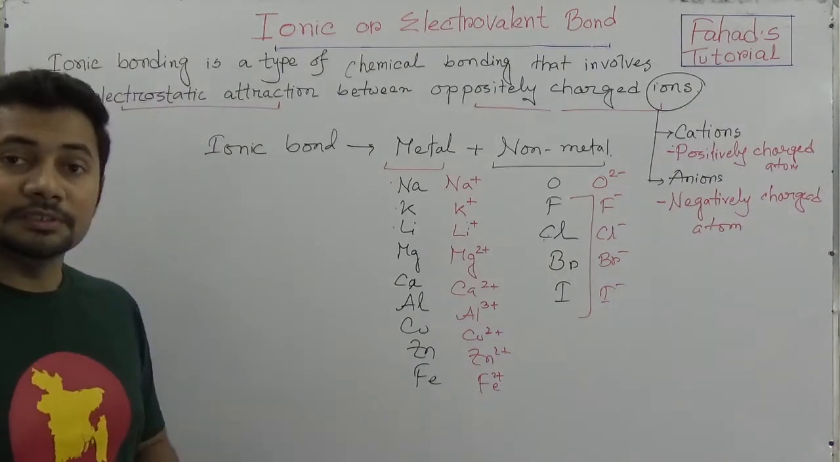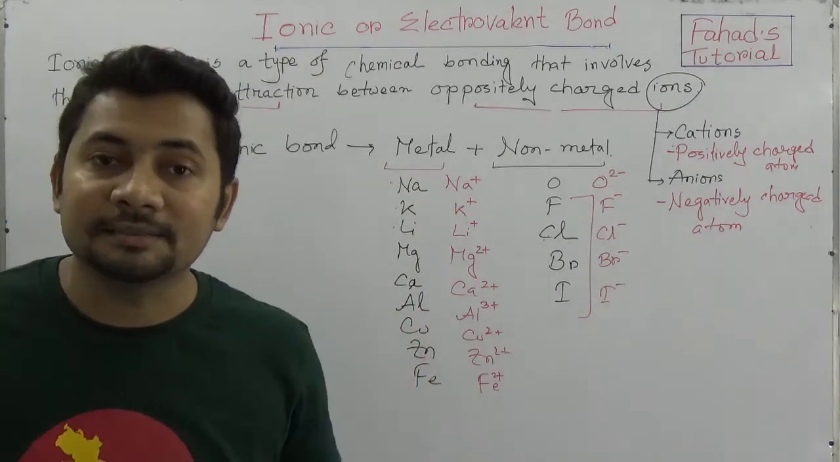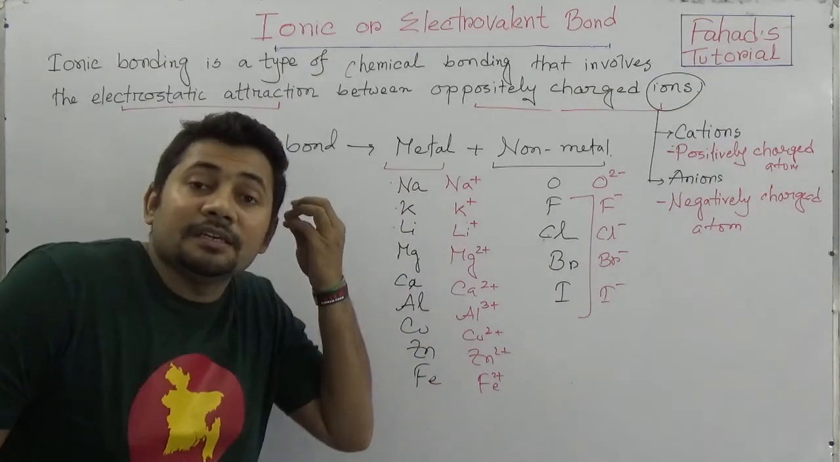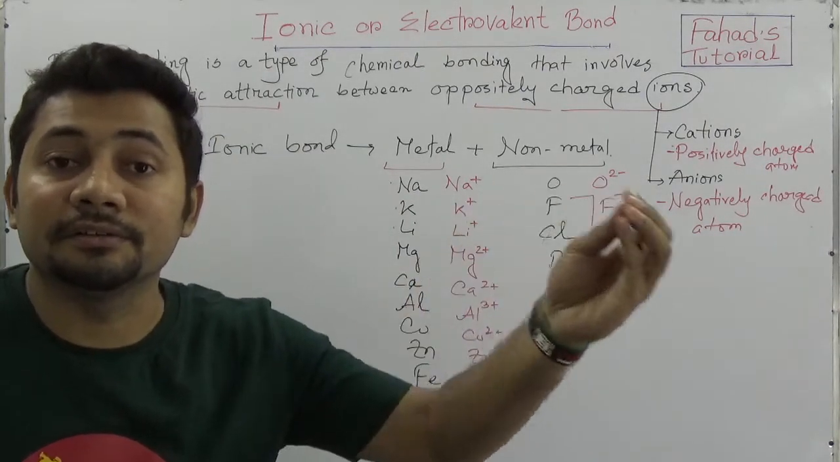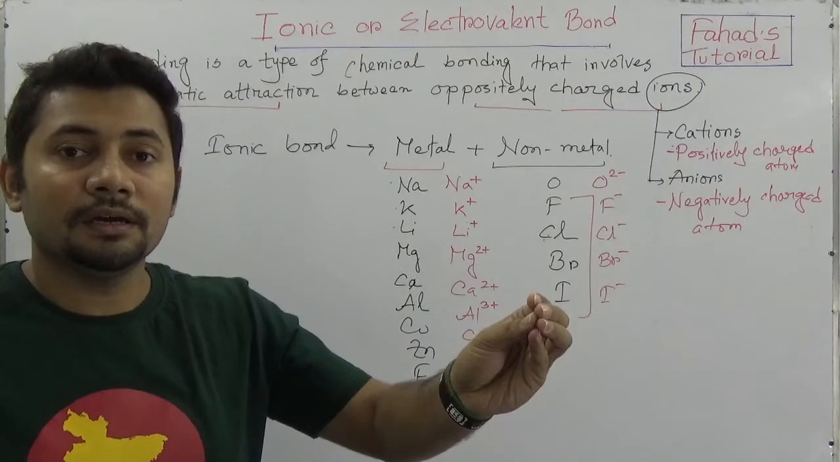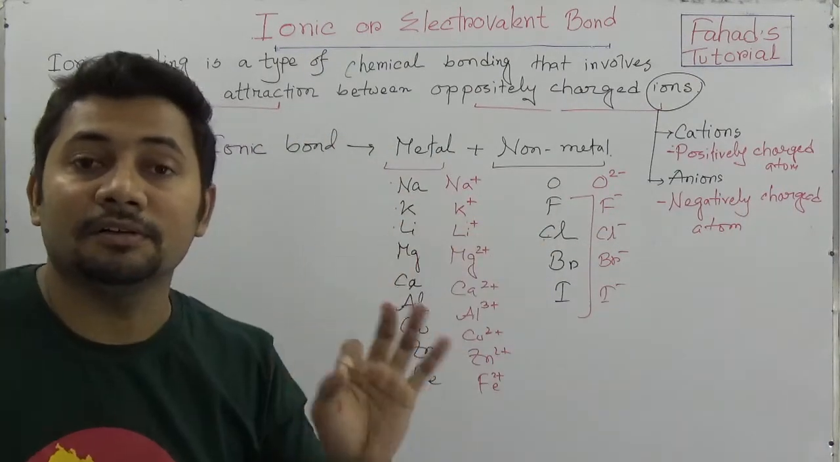Now you see these positive ions. Why have they been created? Because they usually try to donate electrons to the non-metal. So the attraction between metal and non-metal is called an ionic bond.